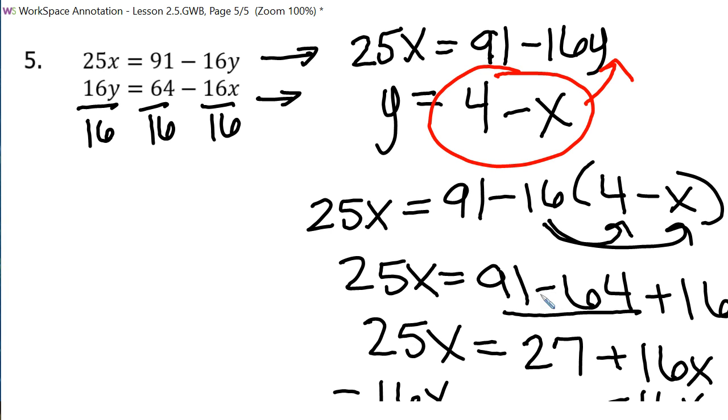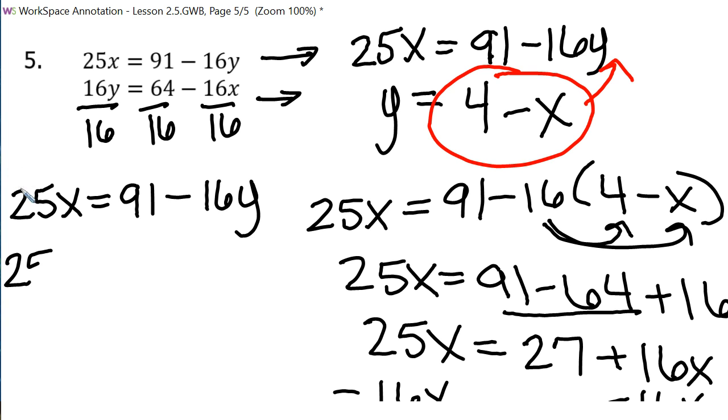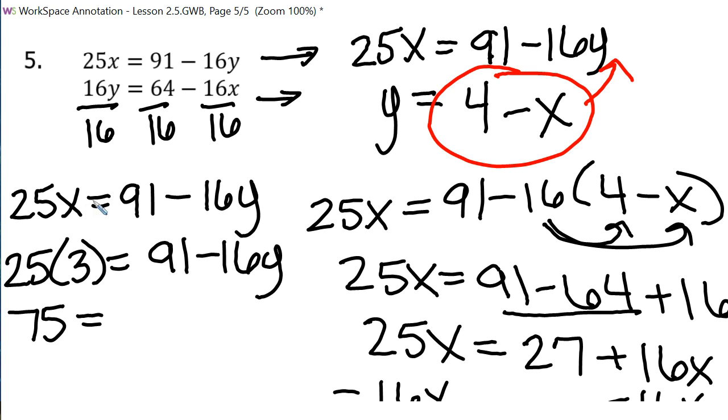3. All of that work, and it's only half of the answer. Now to get the other half, go to the original. Do you want to use the top original or bottom original? Top. So 25x equals 91 minus 16y. What do we replace the x with? 3. So this becomes 25 times 3 equals 91 minus 16y. What is 25 times 3? 75.